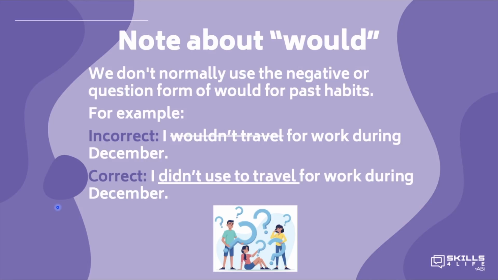There are two important details regarding would. The first one is that we don't normally use the negative or question form of would for past habits. For instance, it is incorrect to say, I would travel for work during December. The correct way to express this idea is I didn't used to travel for work during December.